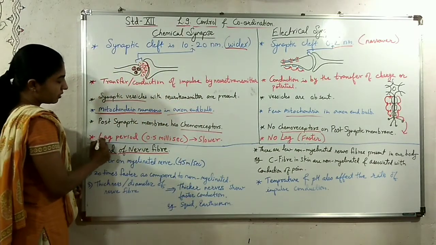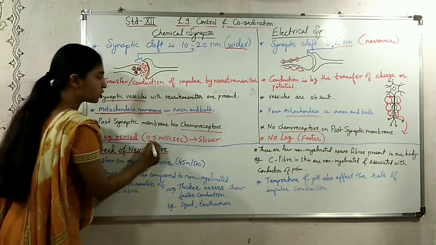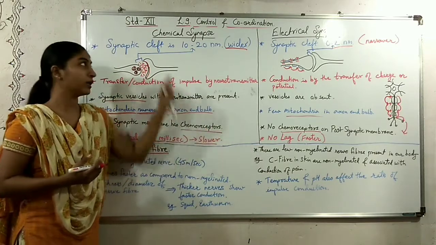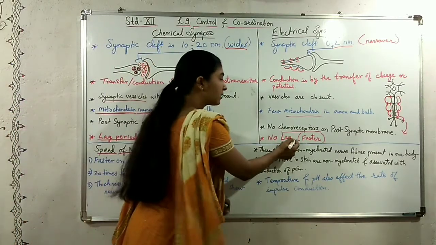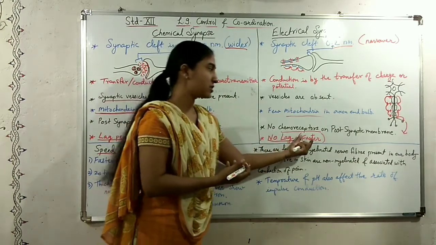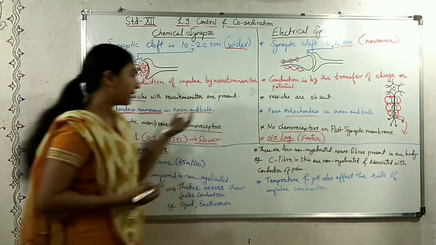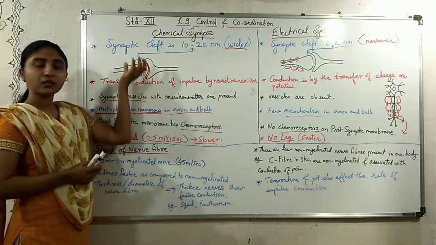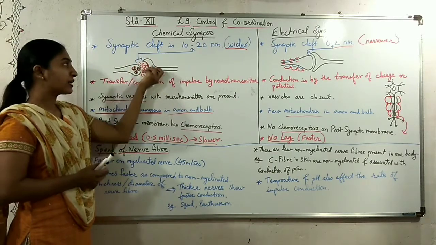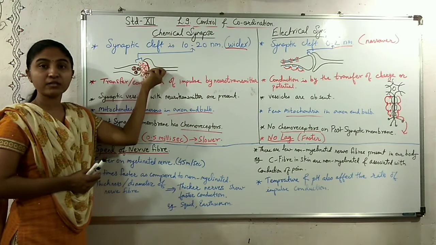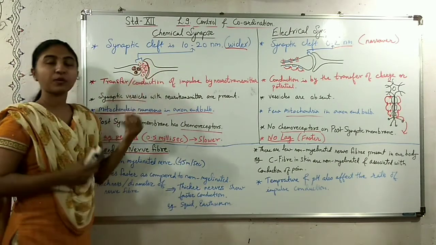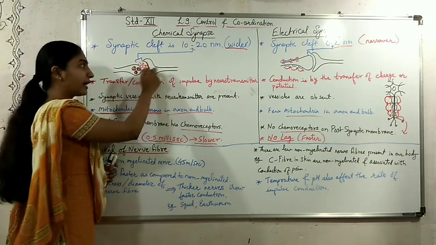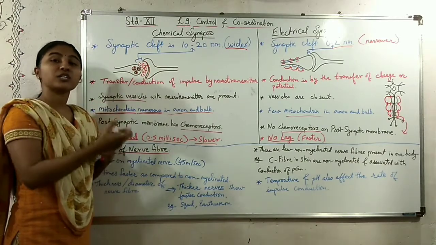Now here the lag period is about 0.5 milliseconds, and the speed of conduction of the impulse is slower in the chemical synapse. Whereas in an electrical synapse, no lag is there, which means the conduction of the impulse is faster compared to the chemical synapse. In the chemical synapse, the chemical is released and binds to the receptors on the postsynaptic membrane. These receptors open the channel gates for the sodium ions, and the sodium ions present outside the membrane enter inside, and then the charges are exchanged.